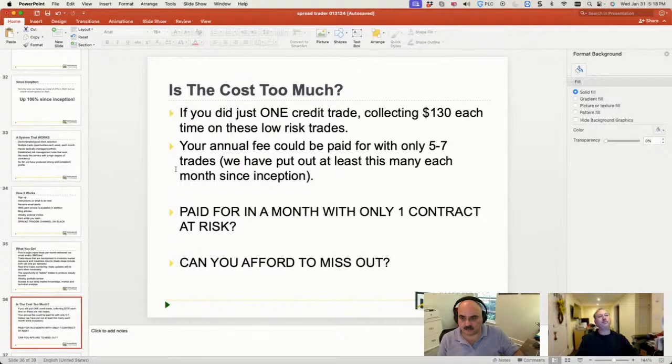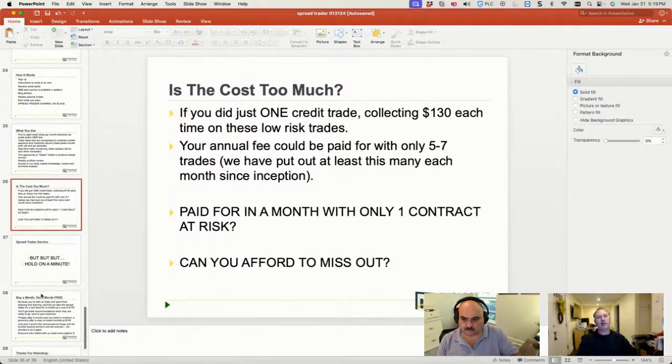So I ask you if the cost is too much here. Okay, if you did just one trade collecting $130 each time on these low risk trades, your annual fee could be paid for in 5 to 7 contracts. I mentioned that annual subscription is $10.99, paid for in a month, maybe with only one contract, right?